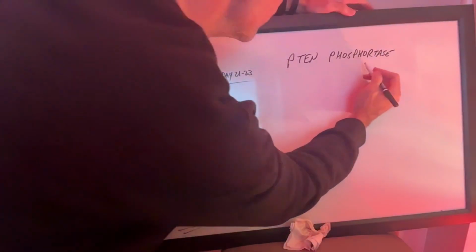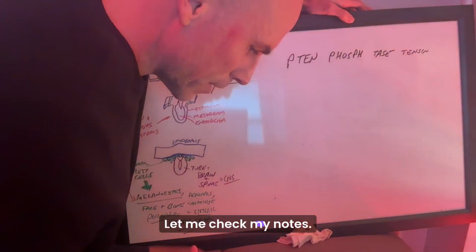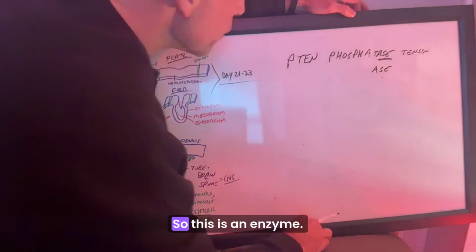Phosphorase. No, that's not right. Phosphotensin. For sure it's tensin, but I don't know how to spell it. Let me check my note. That's it? Insane. ACE. Anytime you see ACE, it's an enzyme. So this is an enzyme.